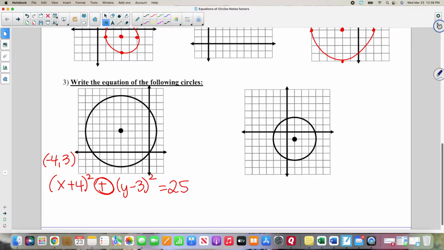All right, write the equation of that second one. Don't tell me your answer yet.